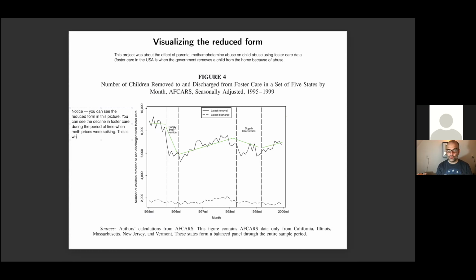This is probably one of the reasons referees liked the paper, because they believed my two-stage least squares results based on this picture. You'd be surprised how important pictures are to the very best economists in the entire world. Right? They spend a long time trying to design the perfect picture. And so should we. Okay.